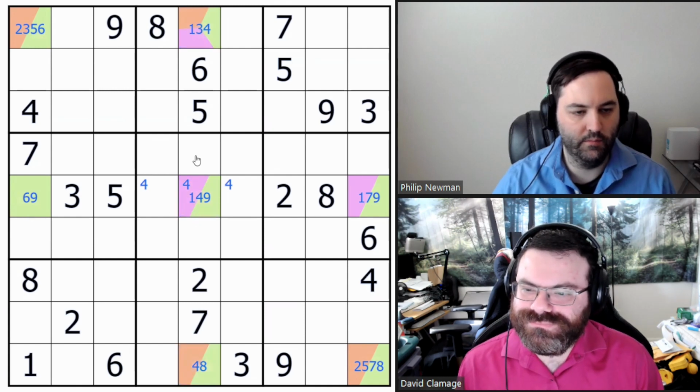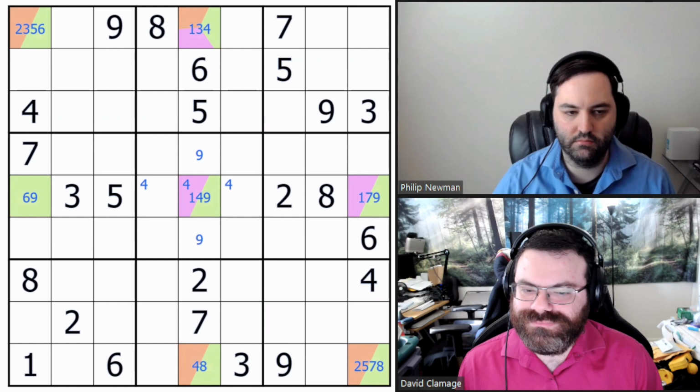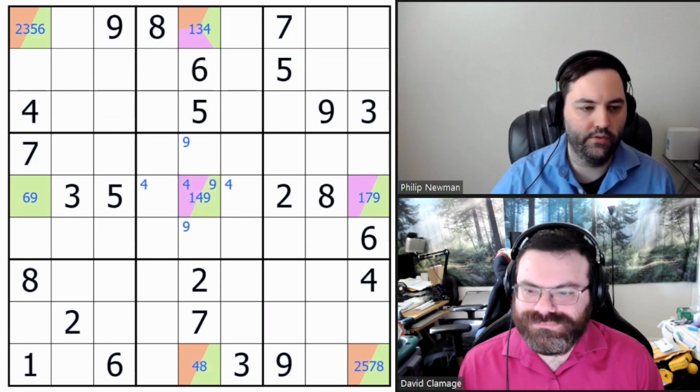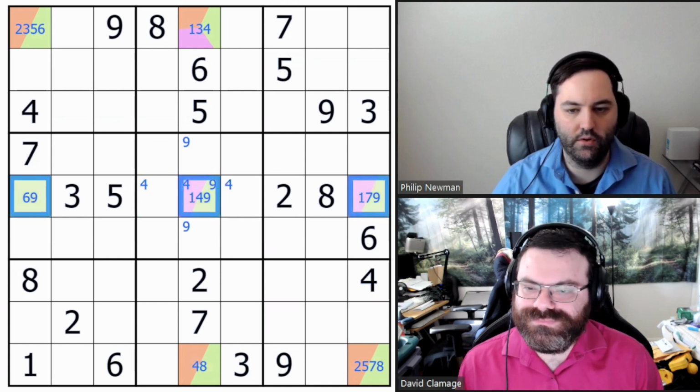And similarly, in this column, 9 has to appear in one of those cells, so it's not in these 2 cells. So it must be these cells.